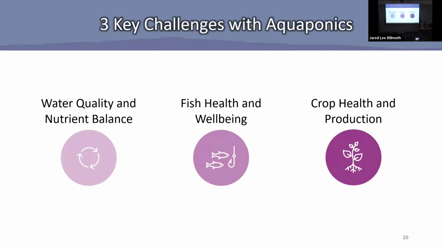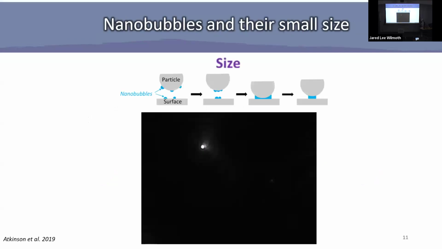As well, you need to make sure there are good levels of DO, dissolved oxygen, for both the fish and the plants, as well as pH. Those two variables could depend on the species of plant and fish you're using. You need to make sure they're in those ideal ranges, as well as temperature. Given all these problems with aquaponics, we could look into using nanobubbles as a solution.